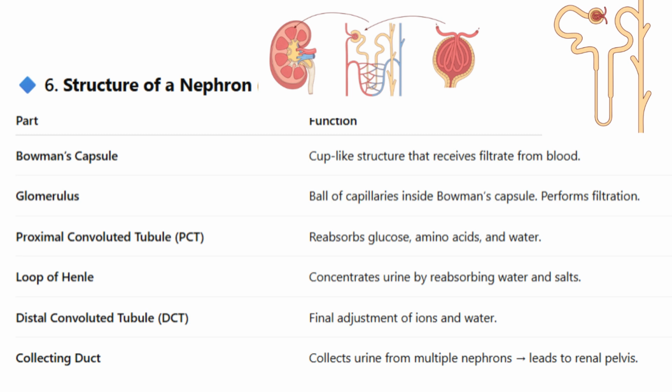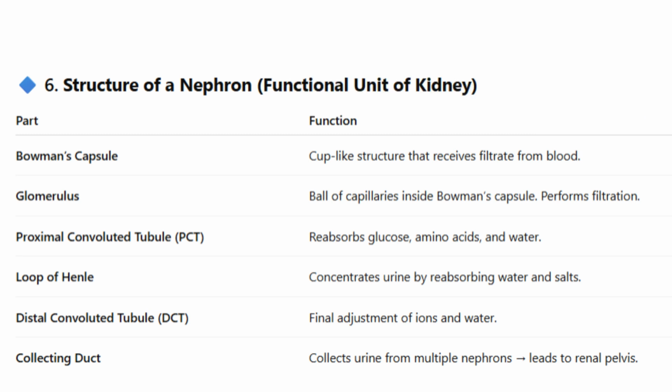Finally, the urine flows into the collecting duct. This duct collects urine from several nephrons and directs it to the renal pelvis, from where it travels to the ureter. Every nephron works non-stop to ensure our blood is clean, and the body stays in balance.